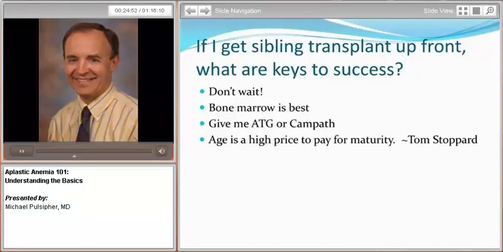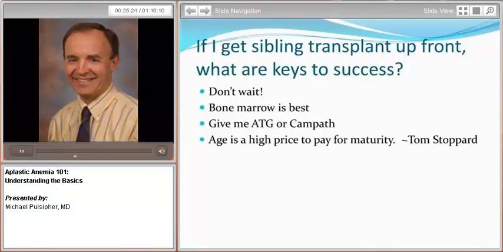The second thing is bone marrow is best. There are two ways to harvest bone marrow stem cells from a patient. One is bone marrow, and the other is something called peripheral blood stem cells. Peripheral blood stem cells lead to more graft versus host disease, a complication of bone marrow transplant, and so it's better to use bone marrow. For a while, people were using peripheral blood stem cells because they are easier, but recent data has shown very clearly that using bone marrow is much safer for you as you go through your transplant.